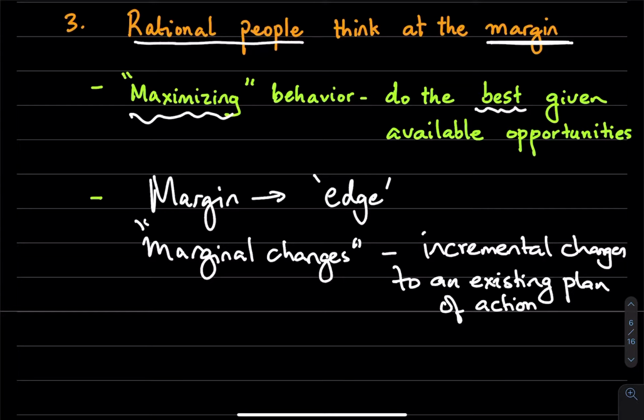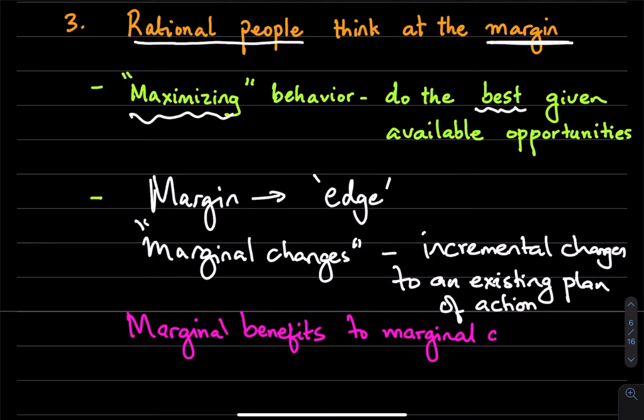So when we talk about rational people, we often talk about them making decisions by comparing marginal benefits to marginal costs. Okay, we'll illustrate this idea with the help of an example, but the important thing to remember is that when you're trying to understand maximizing behavior or rational behavior, we are thinking about these changes at the margin.